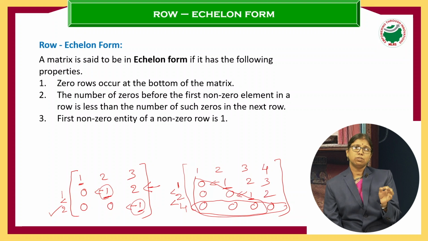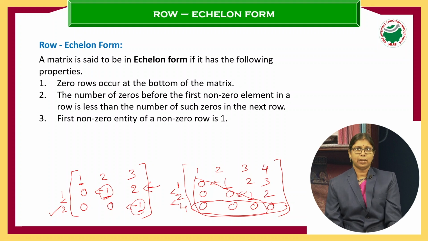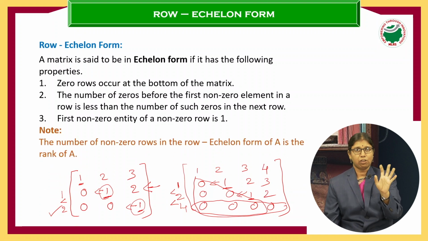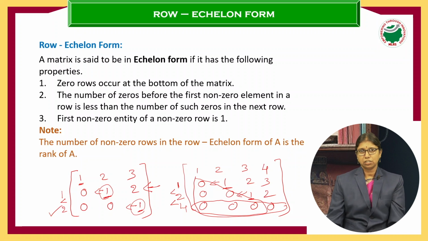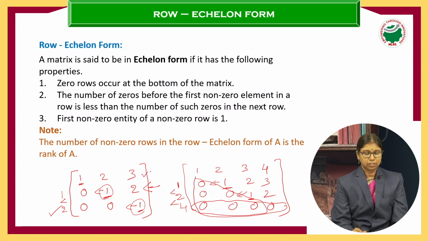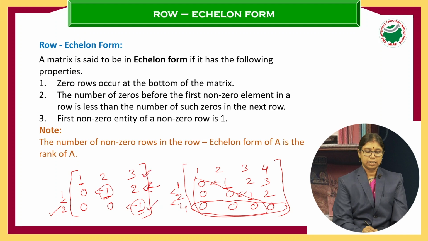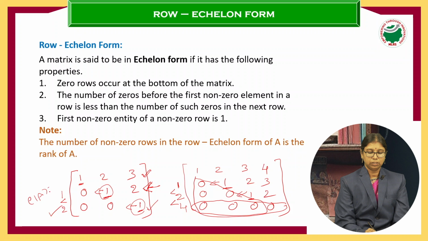As I said, we can use echelon form to find the rank of a matrix. So the rank of a matrix is defined based on the number of non-zero rows in the echelon form. That means if the echelon form has 3 non-zero rows, then the rank is 3. If it has 2 non-zero rows in the echelon form, then the rank is 2. So here in the first example, I have 3 non-zero rows, so in this case the rank value is equal to 3.